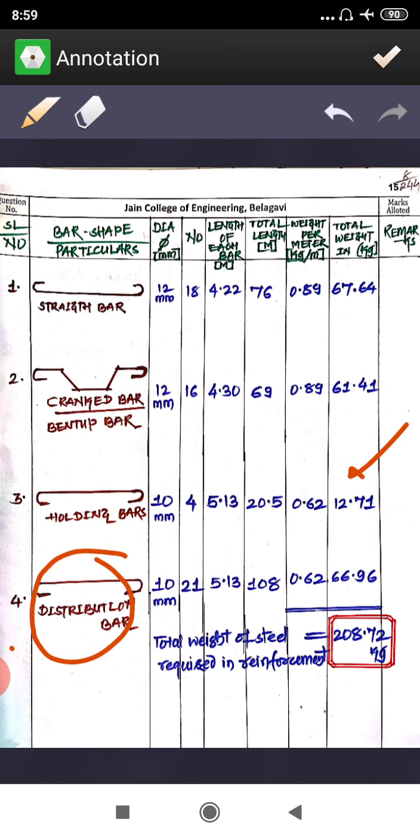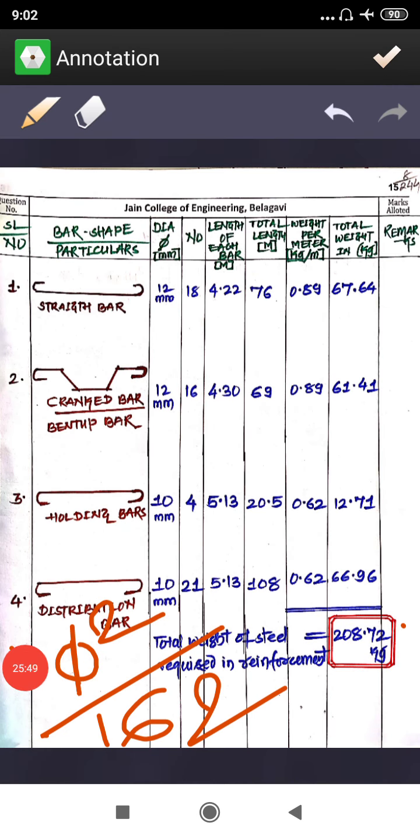Distribution bars, 10 dia, 21 numbers, length is 5.13. If you multiply 21 into 5.13, you are going to get 108 meter total length, into weight per kg 0.62. So you'll be getting 66.96 kg. Now altogether you will be having 208.72 kg.